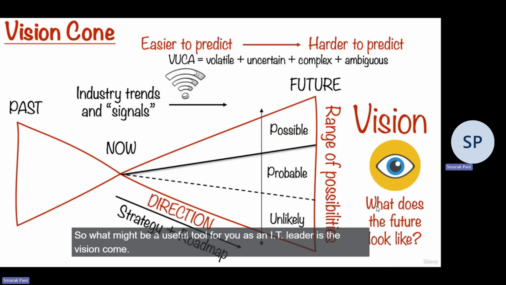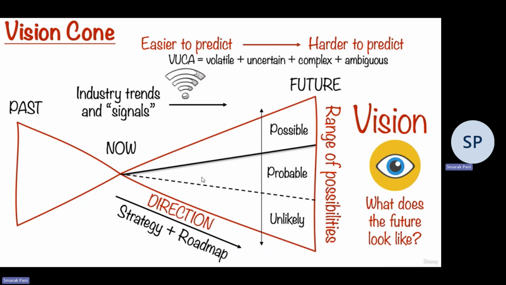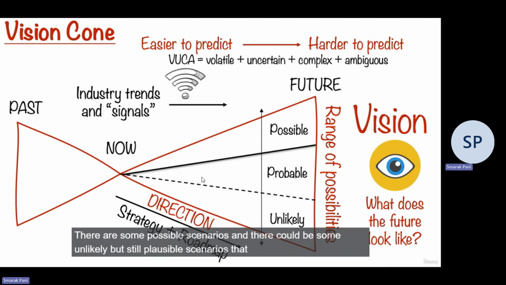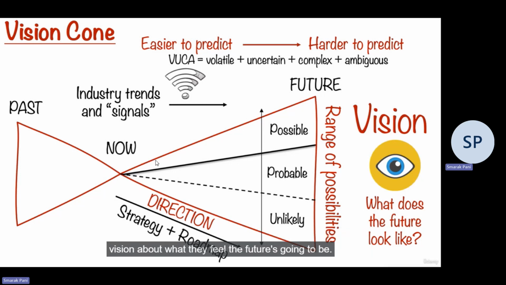So what might be a useful tool for you as an IT leader is the vision cone. And when you talk about the company vision or the IT vision, you're essentially looking ahead to what the likely set of scenarios is going to be. And with a vision cone, it's easier to look ahead maybe 1 or 2 years, but really you want to look ahead beyond that, maybe 5 years, maybe 10 years, and think about which plausible scenarios you're considering. And really the leader is trying to look at that range of possibilities based on, if you like, the vision about what they feel the future is going to be.